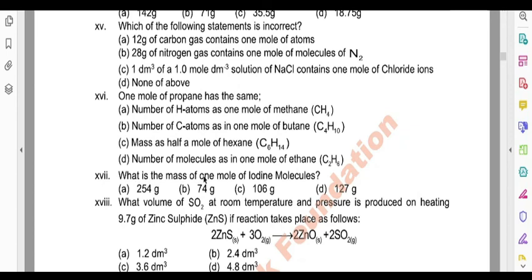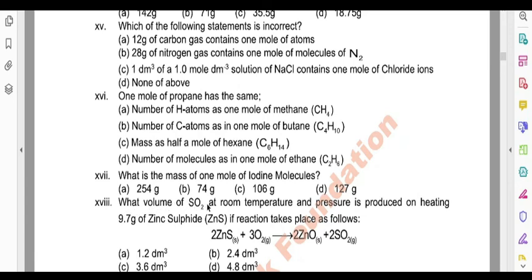Question number 17. What is the mass of 1 mole of iodine molecules? So the atomic mass of iodine is 127. So iodine I2 is equal to obviously 254 grams. Option A is correct.